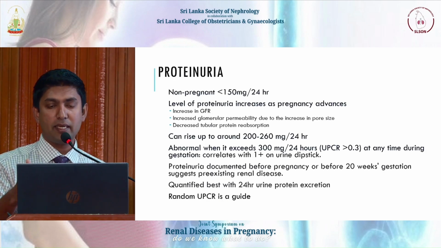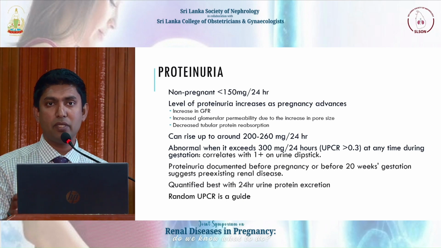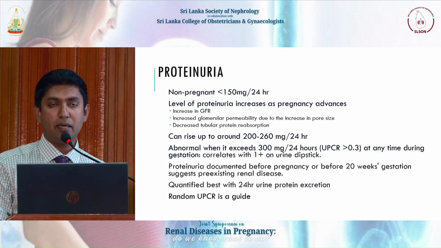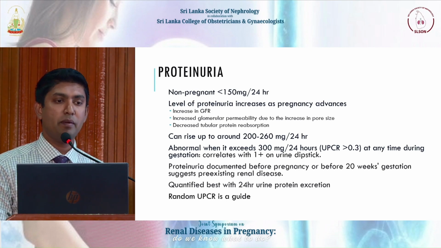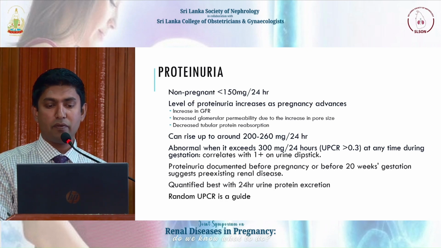So about proteinuria, because that is the most important thing. Non-pregnant proteinuria level is around 150 milligrams per 24 hours. I am sure nephrologists might talk about this more in detail. So the proteinuria increases, I said, to about 200 to 260 level because of the increased GFR, increased capillary permeability, and also decreased tubular reabsorption. But we consider it's abnormal if it is more than 300 milligrams per 24 hour excretion or UPCR more than 0.3, that we all know. So quantification is best done on 24 hour excretion, but UPCR also can act as a guide.